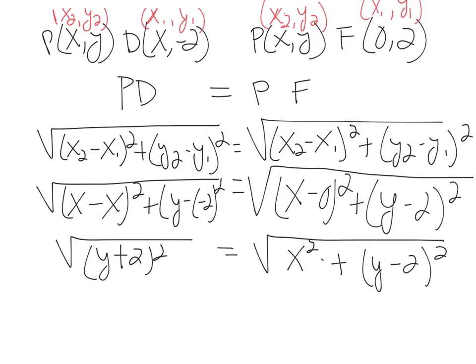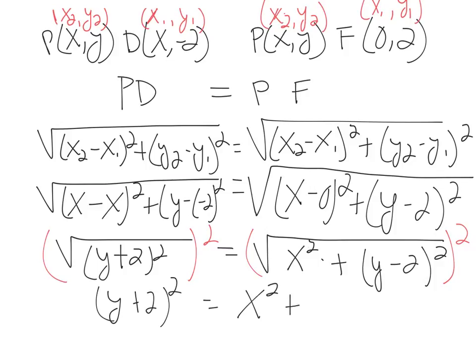Now let's work the other side. When you plug it all in and do your work, you have x minus 0, so that's x squared, and then y minus 2 squared. Before we even get to expanding, I want to get rid of these square roots. So I'm going to square both sides. When you do that, you'll notice you have y plus 2 squared on one side and x squared plus y minus 2 squared on the other. So we got rid of the square roots, and that's what we wanted.